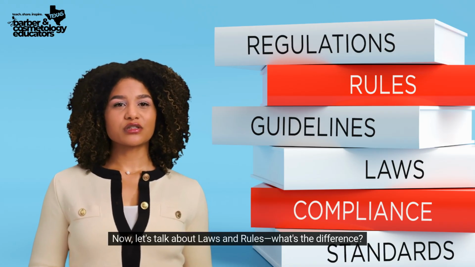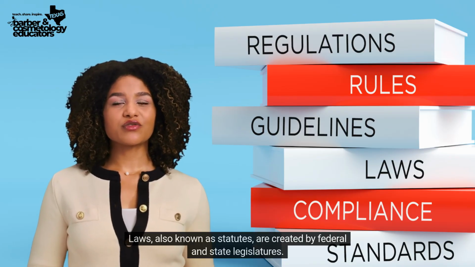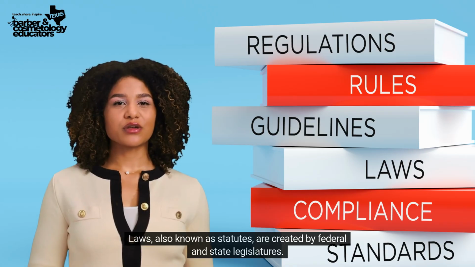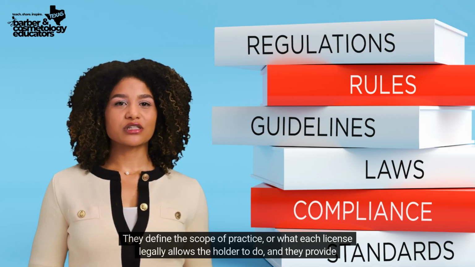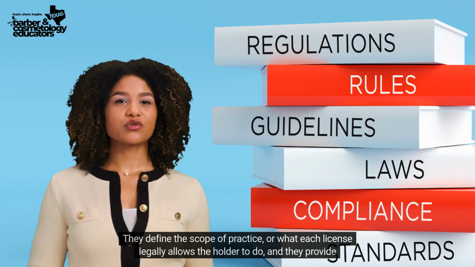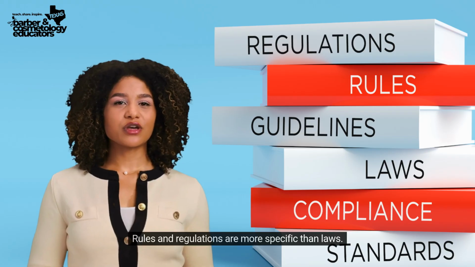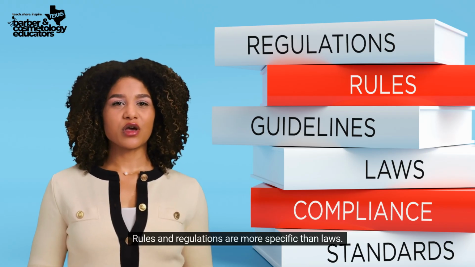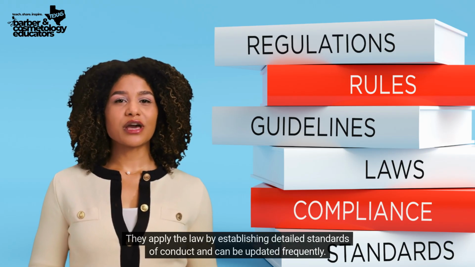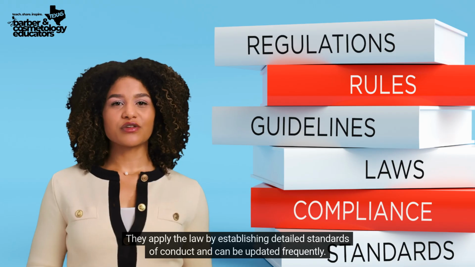What's the difference? Laws, also known as statutes, are created by federal and state legislatures. They define the scope of practice, or what each license legally allows the holder to do, and they provide the framework for regulatory agencies to make rules. Rules and regulations are more specific than laws. They apply the law by establishing detailed standards of conduct and can be updated frequently.